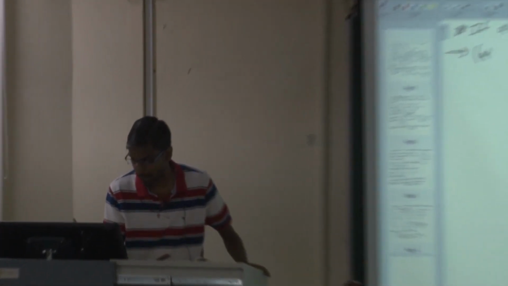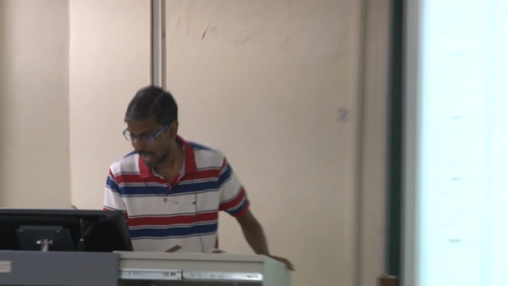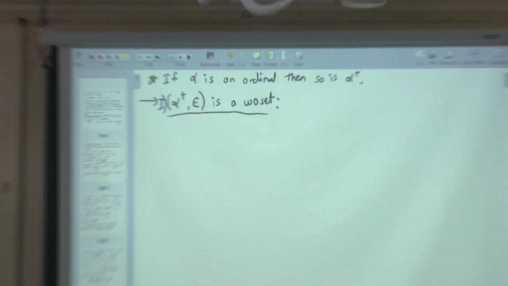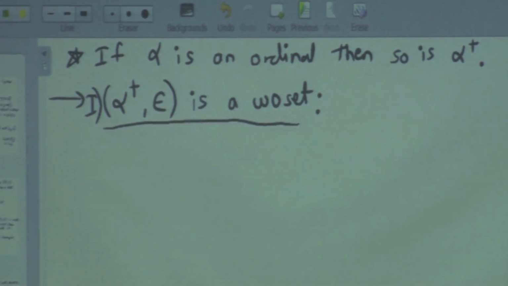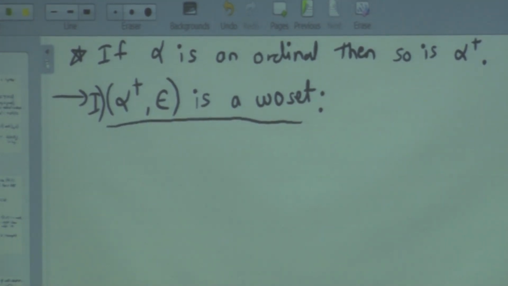Alpha plus is a well-ordered set with respect to membership. And the second thing is that it is transitive. This is the first thing we'll say: alpha plus with membership is a well-ordered set. I'm sure you can tell me the proof.